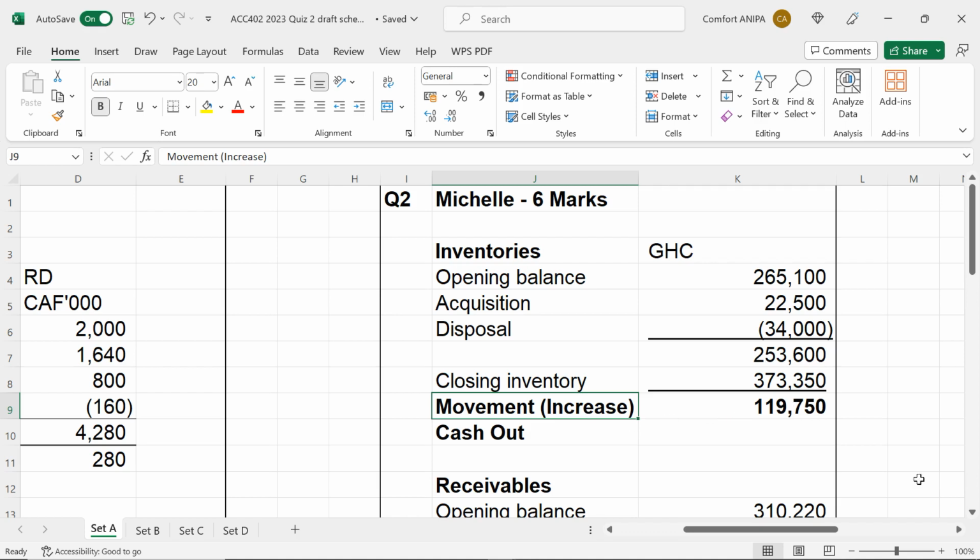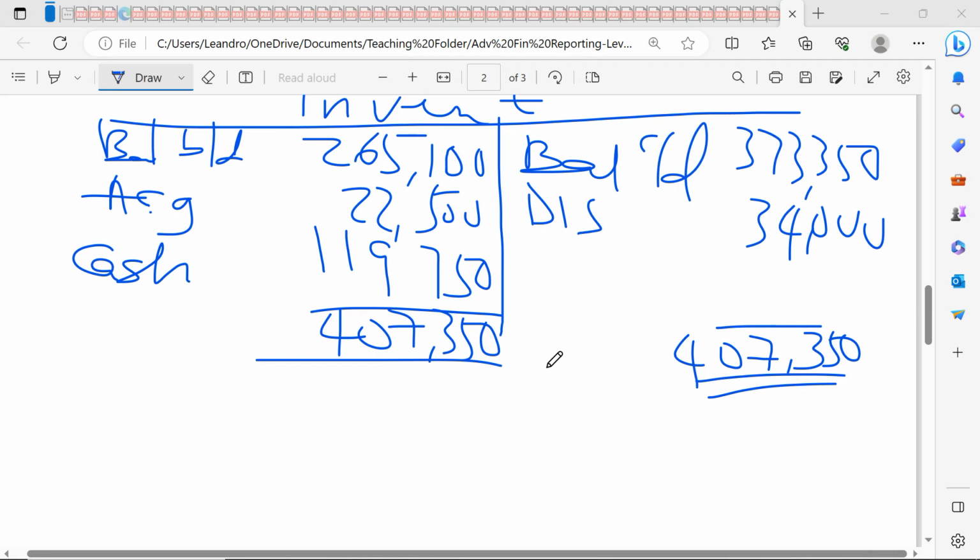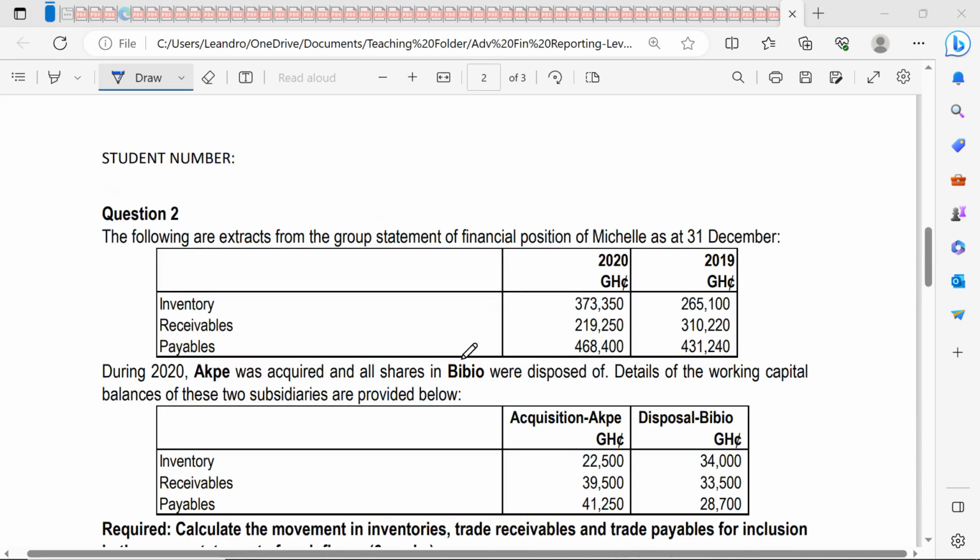So your asset increases, inventory increasing, and your cash is decreasing. And that difference is 119,750. If you work it through the T account, you realize that this will give you 407,350. So that's how we are arriving at this figure. So this is our cash that we will report.